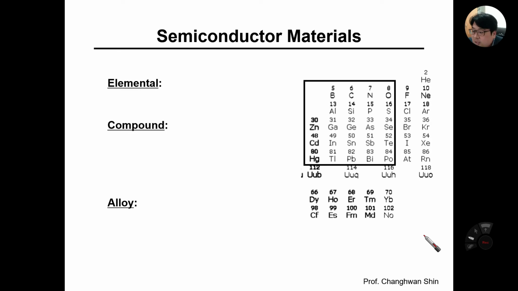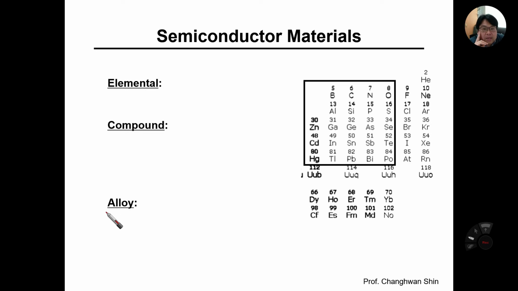So in the second part of week one, I'm going to tell you some details, some exemplary materials you can find in the periodic table. Whenever you're classifying semiconductor material, please remember those three words: elemental, compound, and alloy. Again, elemental, compound, and alloy.